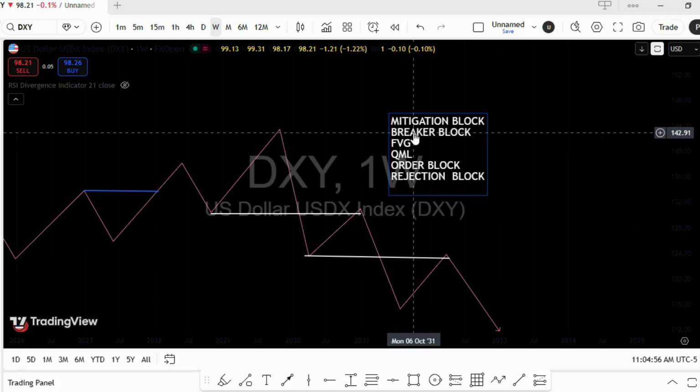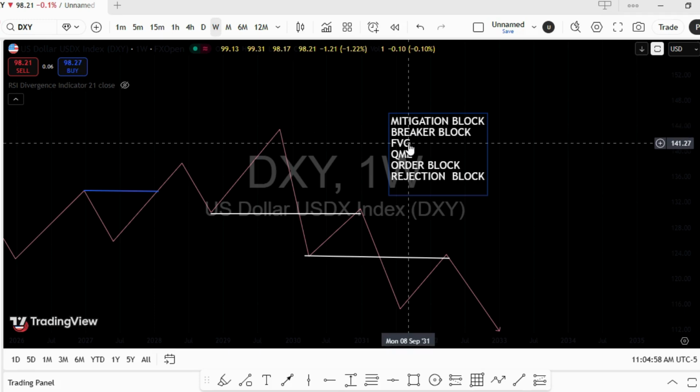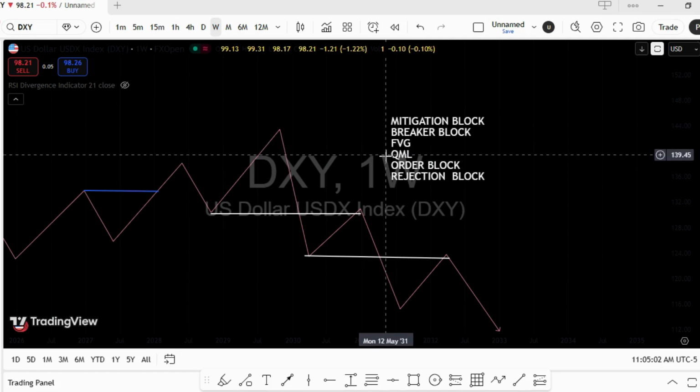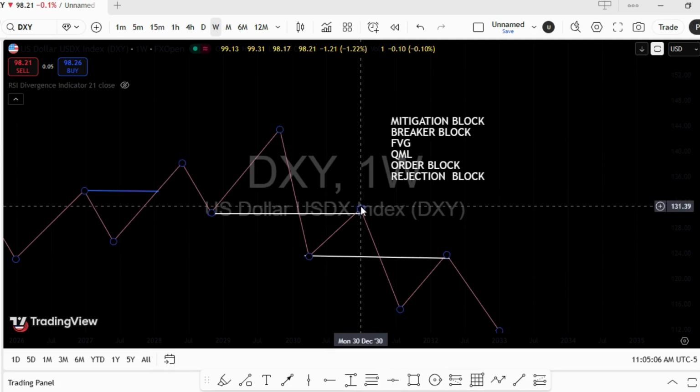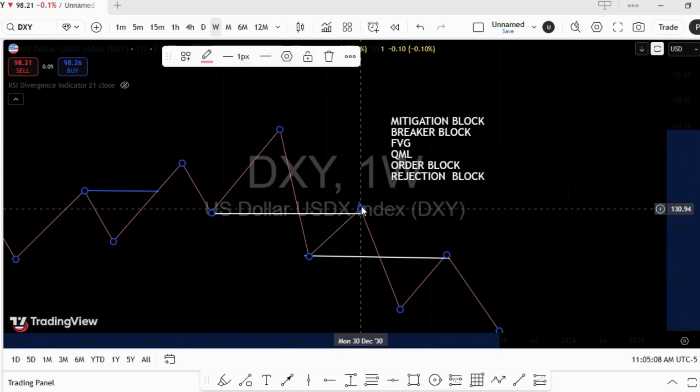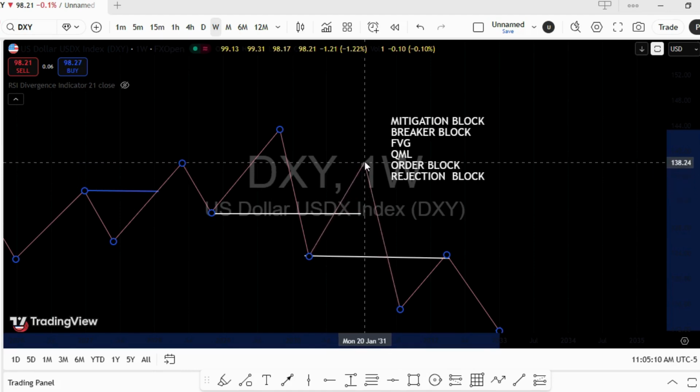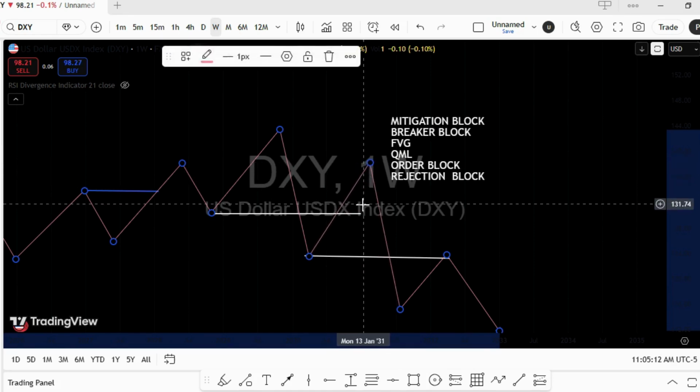If it doesn't come back to the breaker block, it will come to the fair value gap. If it doesn't come to the fair value gap, it will come to the 2ML level. So what's the 2ML level? It is the Quasimodo level. Let me try to show you the 2ML. The 2ML is normally here.